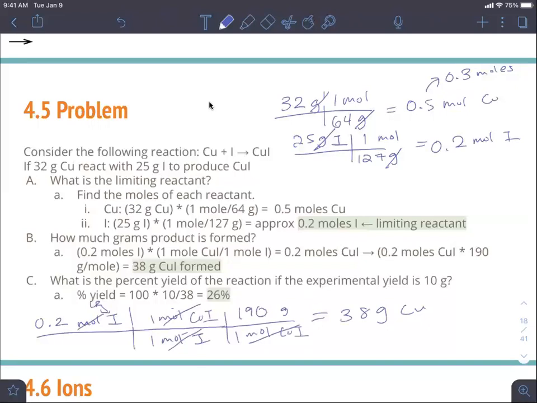So on the MCAT, they probably give you some rounder numbers, like 40, for example. So that would just be 25%. But even for this, you can just make an approximation of 38 to 40 and you would get 25%. So that's pretty close to 26. But yeah, that's pretty simple stoichiometry.